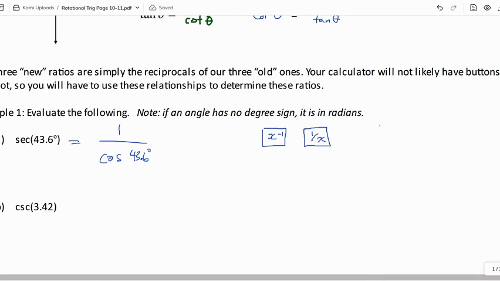Or if it doesn't, you might have to use the x to the y button and input an exponent of -1. Please don't do fraction. If you're using this button, you're showing that you understand that it's a reciprocal. And what we are looking for is approximately, I'm going to give you the answer so that you can see if you're on the right track, 1.38.